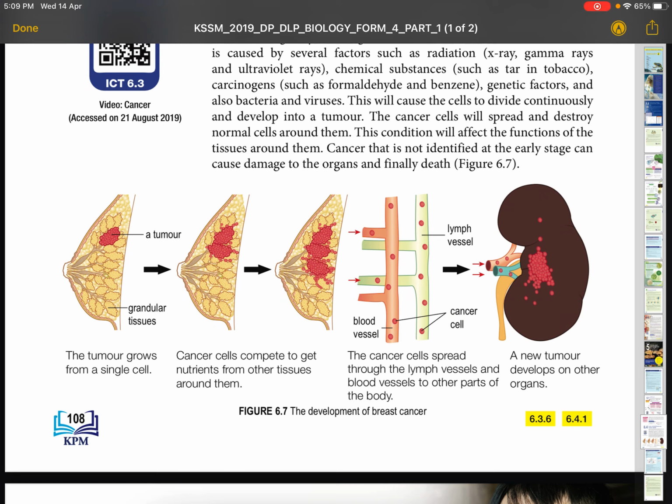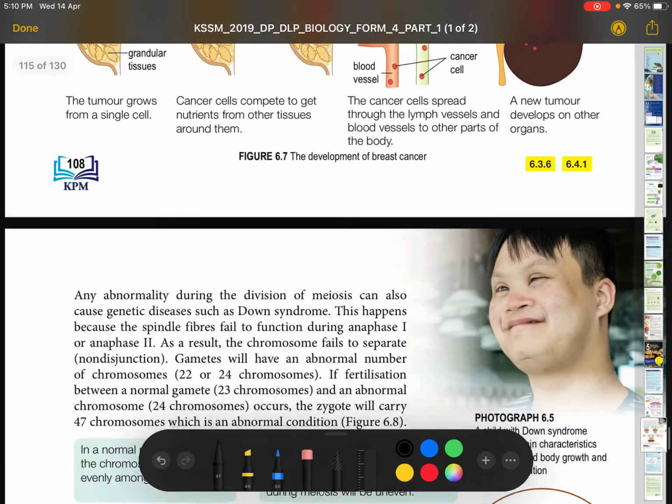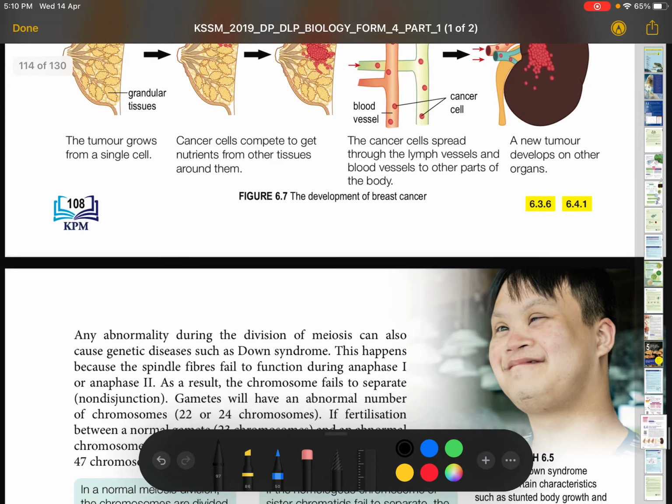But then since the cancer cells took the nutrients through the blood tissues and the blood vessels, when the cancer cell accidentally goes into the blood vessels or the lymph vessels, they spread to other parts of the body. So for example, if you have cancer on the breast, it could spread to the kidney through the vessels. So you have to act quick before that happens.